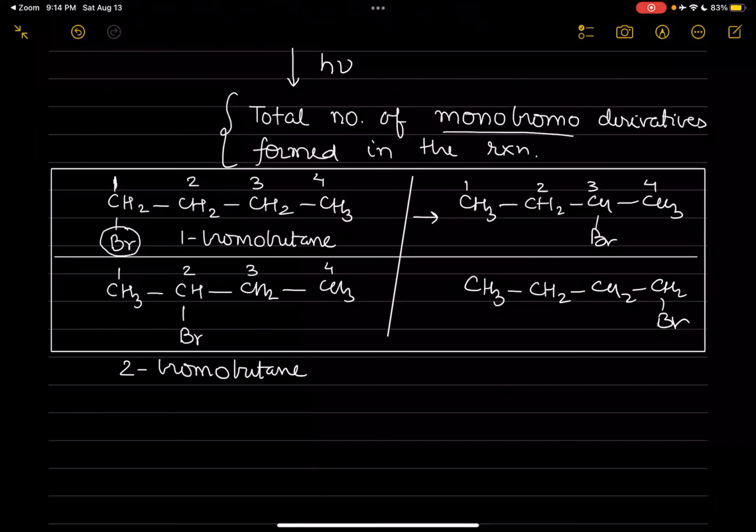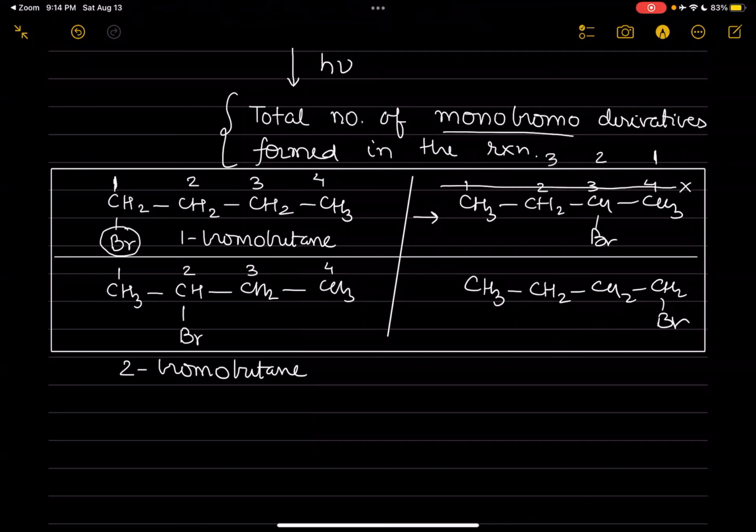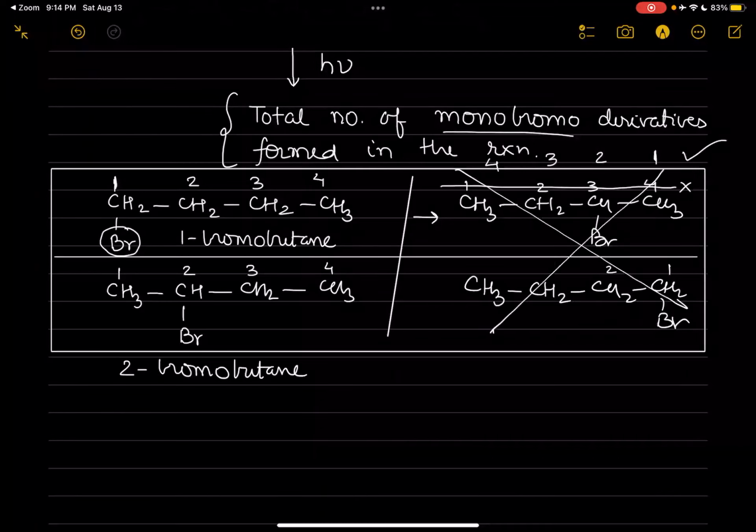No. We need to do the numbering such that the side group gets the lowest number. 1, 2, 3 and 4, this is the right way of numbering. So this is again 2-bromobutane and this is 1-bromobutane. So they are the same actually.